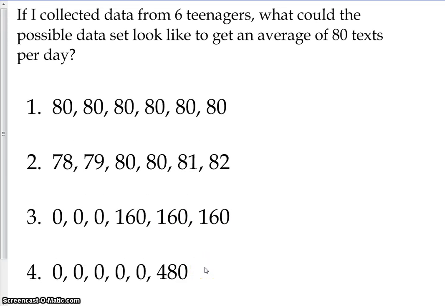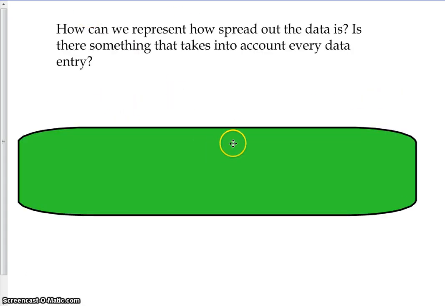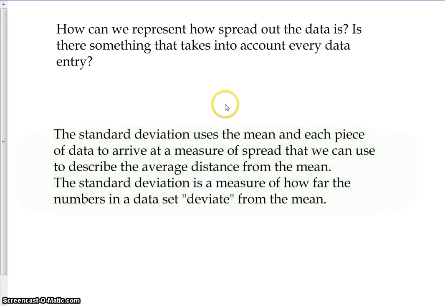When you don't know exactly how many numbers you were talking about, but you say you have an average of 80 and it really depends who answered what, we can look at a topic called the standard deviation. We're going to look at how you know if something's spread or not. The standard deviation uses not only the mean, but also each piece of data to arrive at a measure of the spread that we can use to describe the average distance from that mean. So the standard deviation is a measure of how far the numbers in the data set deviate from that mean.